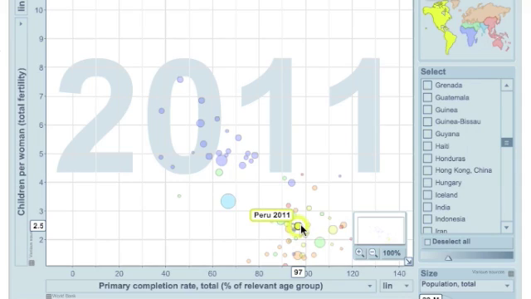Peru, on the other hand, has a current fertility rate of 2.5 children per woman, and the primary school completion rate is 97%.